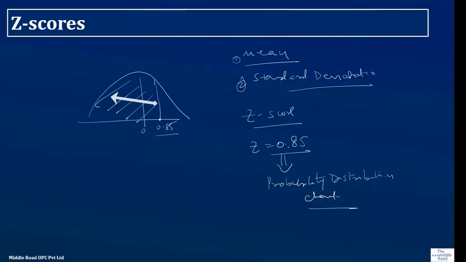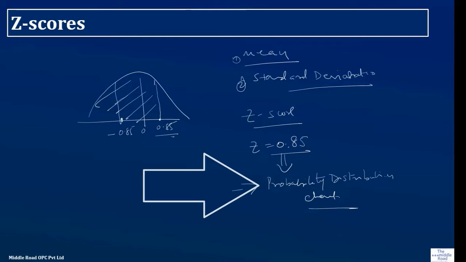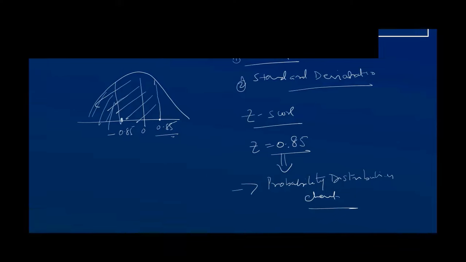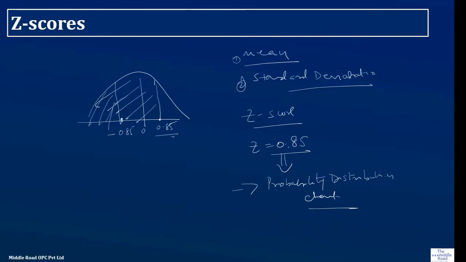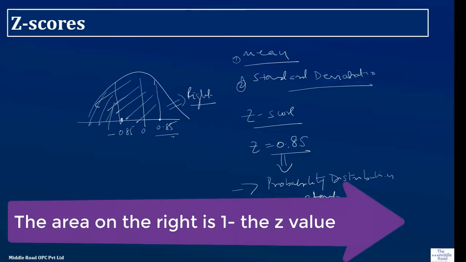If you get a Z-score of 0.85, it's going to be minus 0.85 here somewhere, and the value which you'll get from the probability distribution chart will be on the left hand side. The total area of a standard normal is always 1. So if you want to find the area on the right hand side, you take the area at that particular Z point and subtract it from 1. So you will get the area on the right hand side.